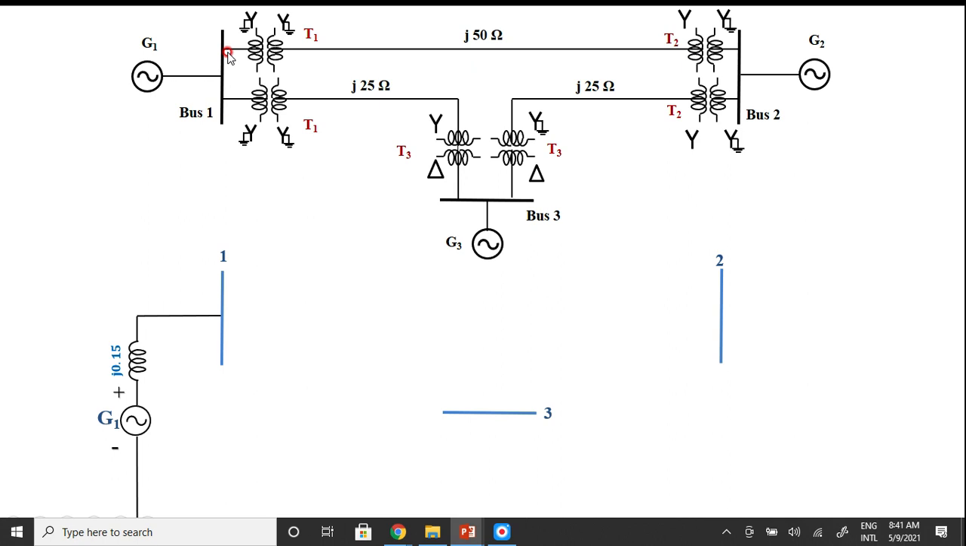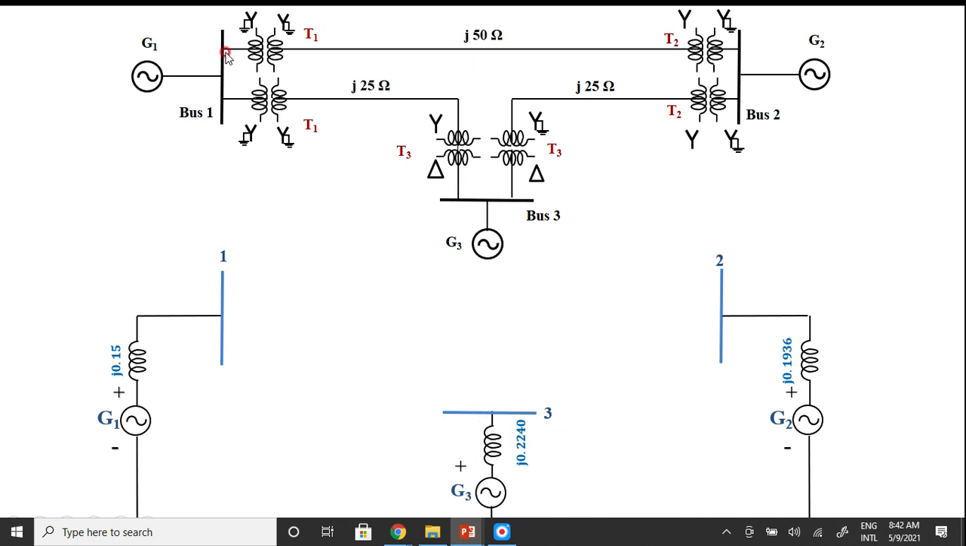Therefore, I am first drawing the second generator also here. This is connected to bus number 2 and this is a remote end. It has to start from the ground point. Therefore, G2 and its reactance, and it is connected to bus number 2. And similarly, at bus number 3, there is generator G3 with a reactance of 2240.